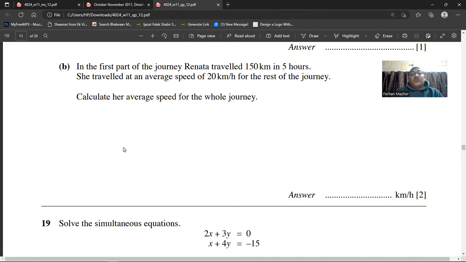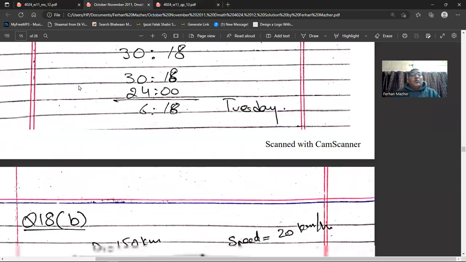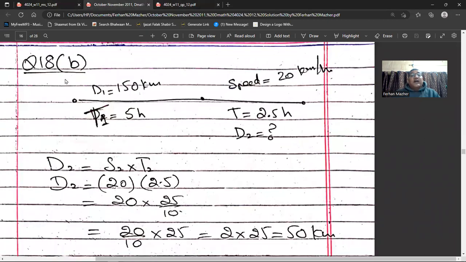And in the first part, she traveled 150 kilometers. In the second part, we know the speed, that's 20 kilometers per hour, and she has traveled for 2.5 hours, because the total time for the journey is 7.5 hours. So we can find the distance traveled in the second part. The question is: calculate her average speed for the whole journey. The average speed for the whole journey is the total distance traveled divided by the total time taken. So I will find out the distance traveled in my second part.